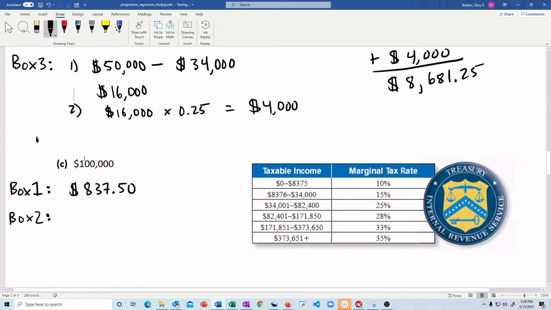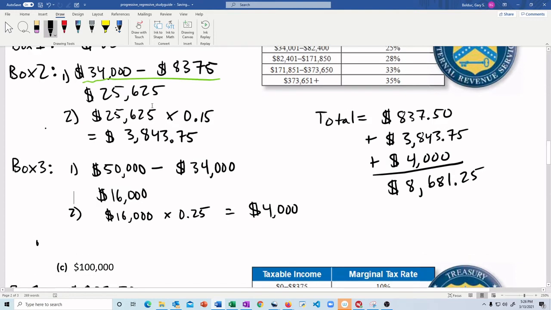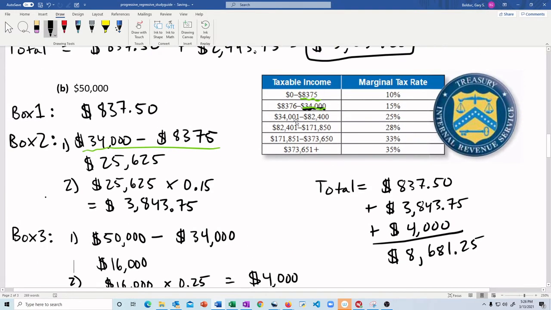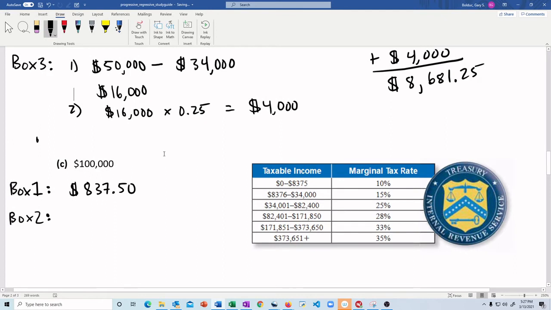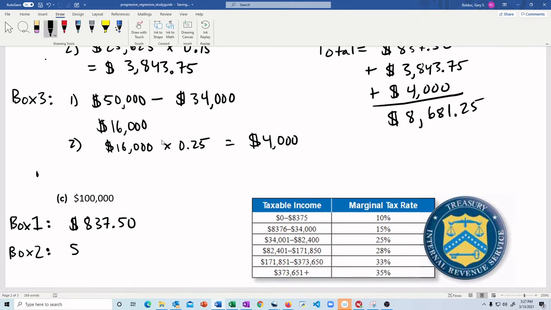Box 2. Well, I definitely fill up that box because 100,000 is bigger than 34,000. But I already did that calculation, right? I filled that box up in part B. So we're just going to grab the number again. No reason to have to repeat ourselves.